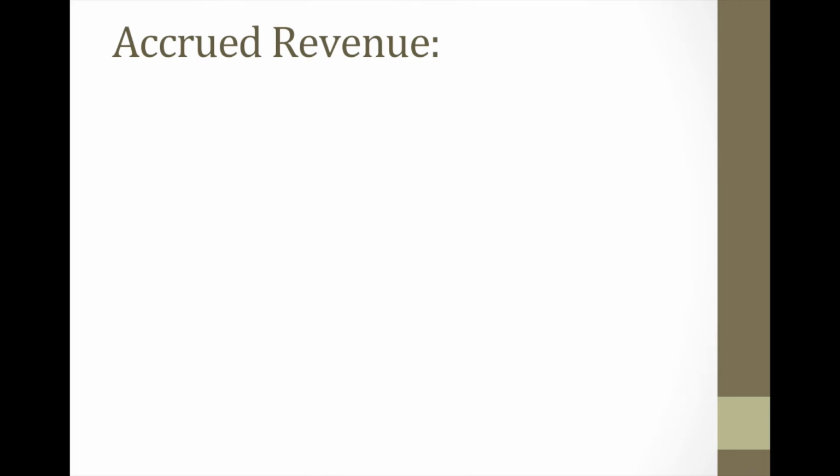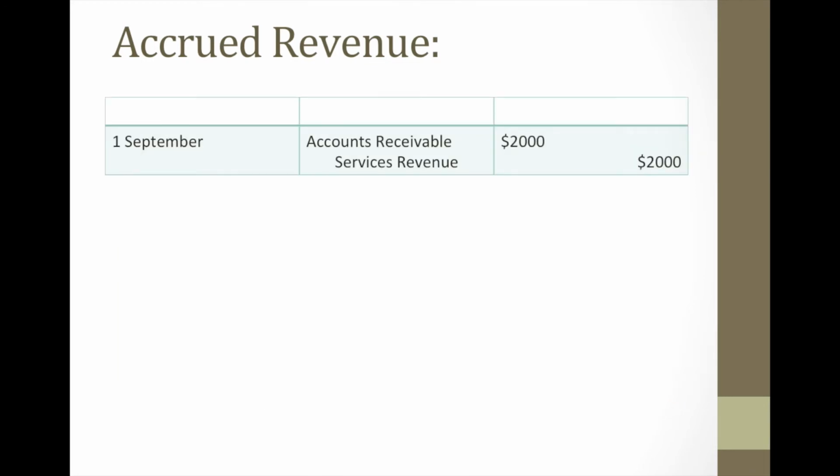To illustrate, on the 1st of September, the company provides a service worth $2,000 but has not yet received cash payment. To record this transaction, the company will record the following entry. This entry increases the accounts receivable account and the service revenues account by the amount earned. As a result, both assets and equity increase.